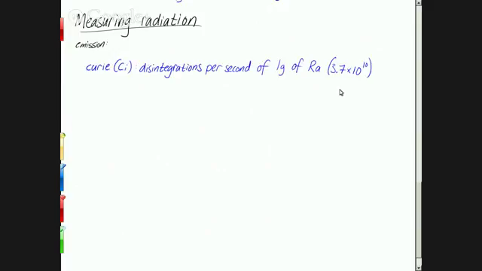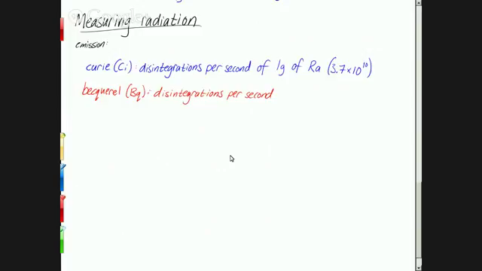All right, so another, more general unit is called the becquerel. Did you spell that right? Yeah. Or the Bq, and that's a much smaller unit. That's just disintegrations per second. So you would say that a gram of radium emits 3.7 times 10 to the 10th becquerels of radiation.